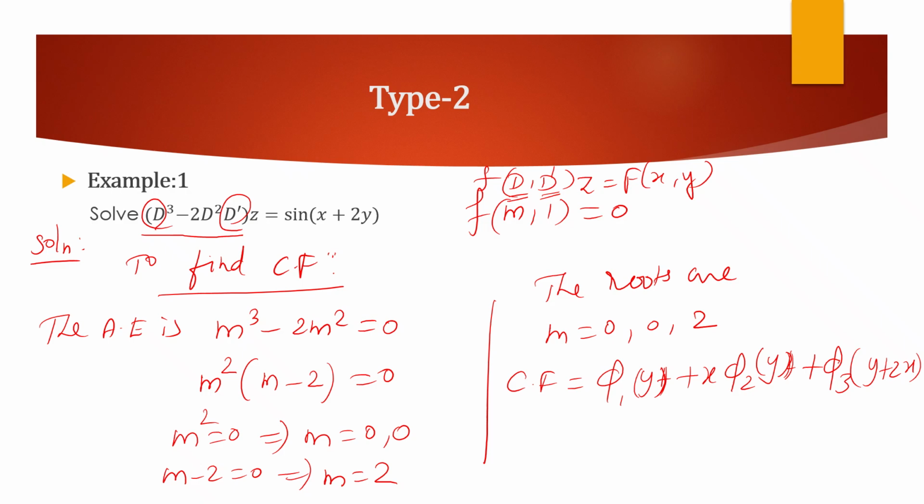Now we are going to find the particular integral. For finding the particular integral, we consider our right hand side function, sine of x plus 2y, in the numerator and the function of d and d dash in the denominator. So to find PI, we take sine of x plus 2y in the numerator and the function of d in the denominator, which is d cube minus 2d square into d dash.